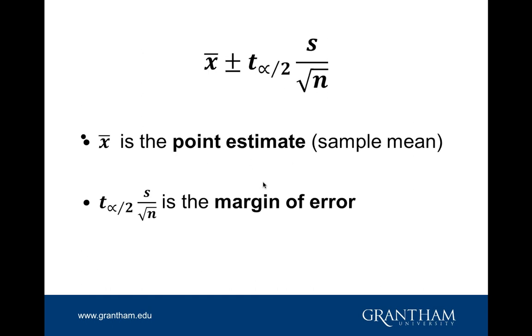Now again, to re-emphasize, because it's very important, the X bar is the point estimate. The X bar, which is on the left side of the plus or minus sign, is referred to as a point estimate, and this is the sample mean. The t alpha over 2 times s over the square root of n is referred to as the margin of error, and this is the number that comes up on the right side of the point estimate. Remember, this is called the margin of error.